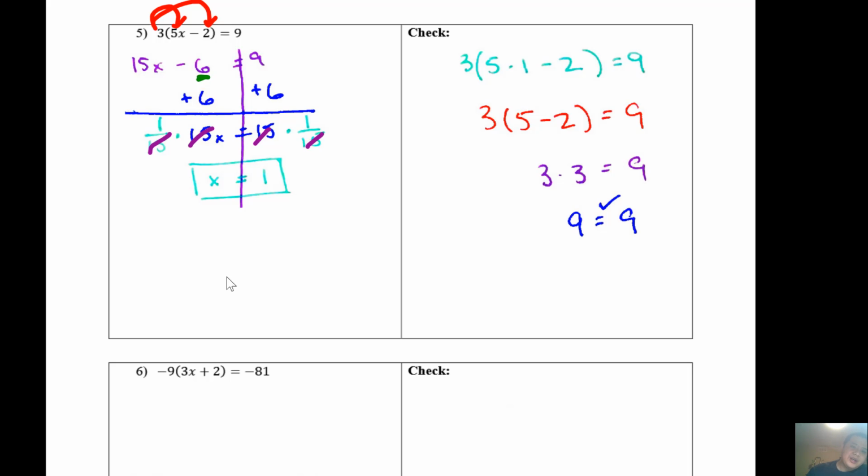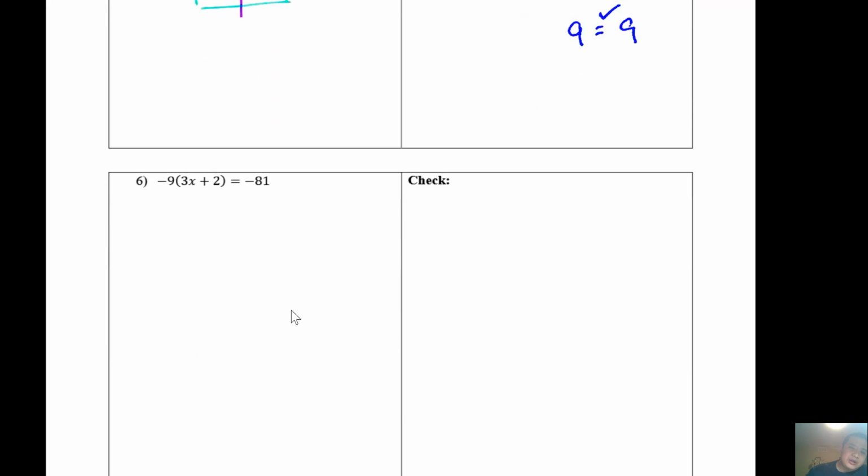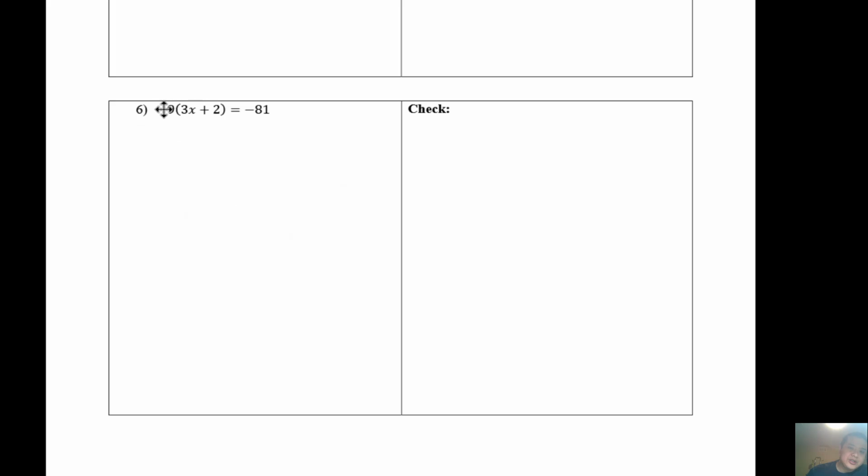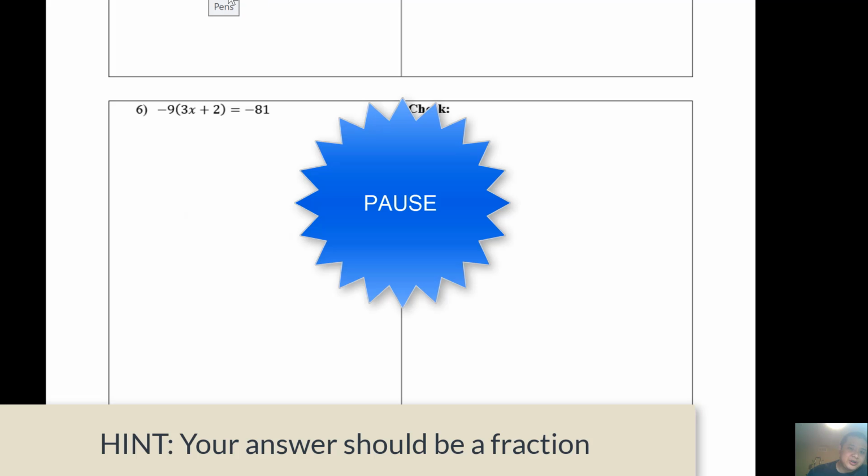Okay. So again, the first thing that you're going to do for unsimplified or multi-step equations is to distribute and simplify the side. So go ahead and try this one out on your own.